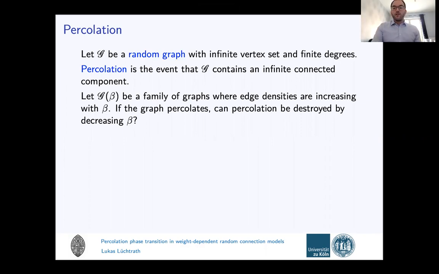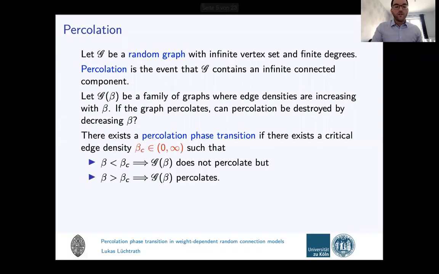And we are asking ourselves, if this graph percolates, but then we reduce the temperature, does this destroy the infinite connected component? In other words, we say there is a percolation phase transition if there exists a critical temperature beta c, strictly between 0 and infinity, such that the graph does not contain an infinite connected component if the temperature is below that threshold, but it does if it's above.